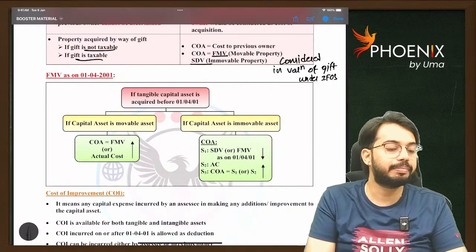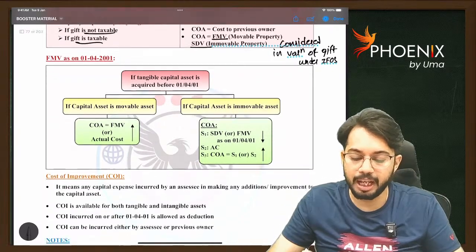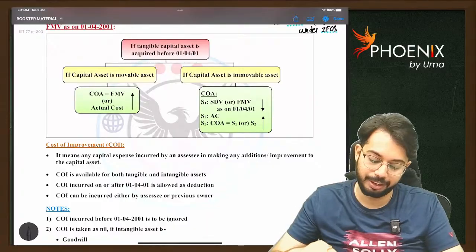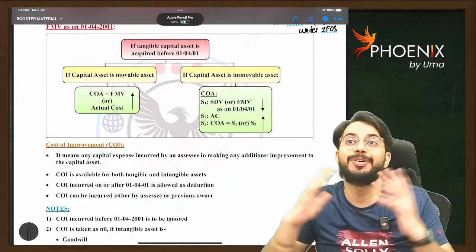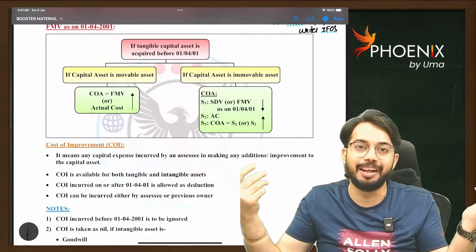Is it clear? Shall I explain further? Capital gains is so vast, such a chapter. However much you tell, still something will be left.